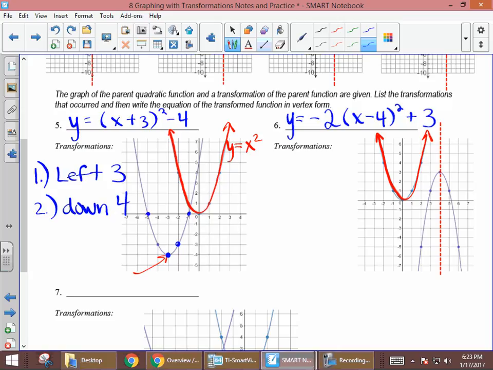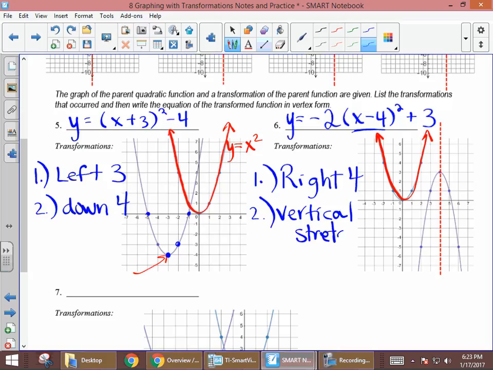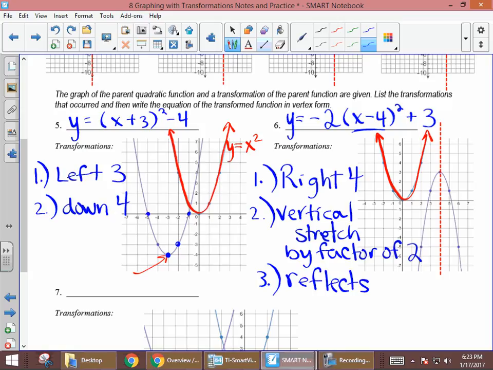So what are these transformations? First, we will say right 4 takes care of the inside. Second, we will say it's got a vertical stretch by a factor of 2. Next, it reflects over the x-axis.